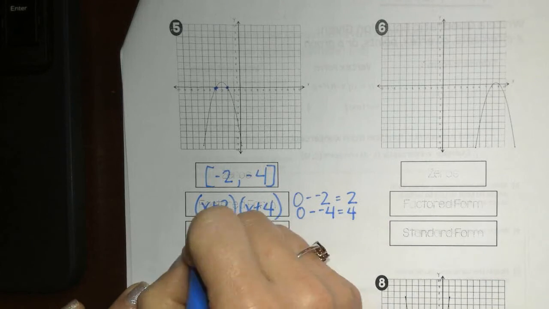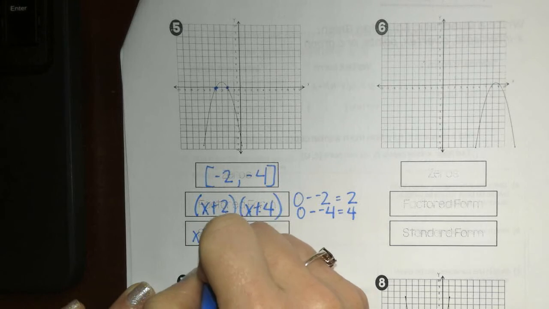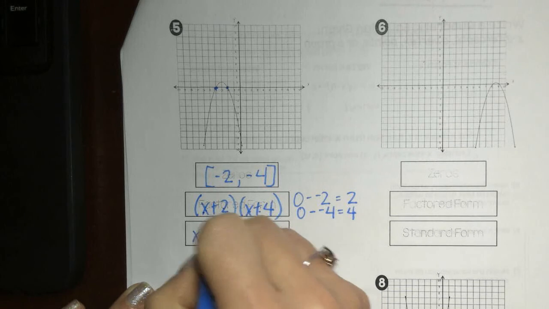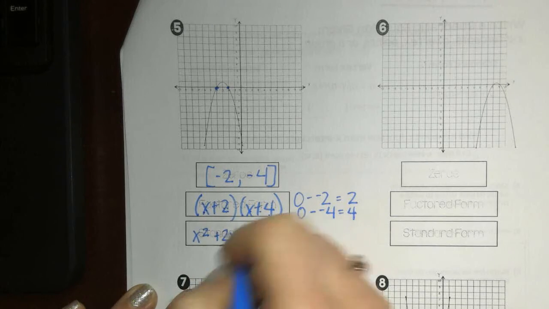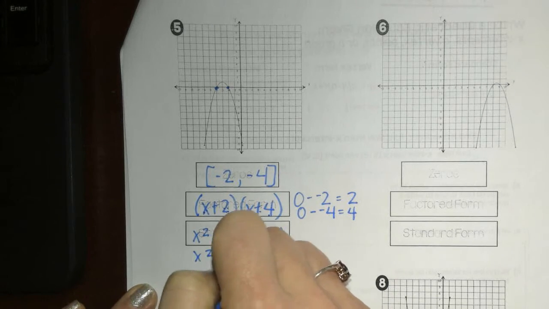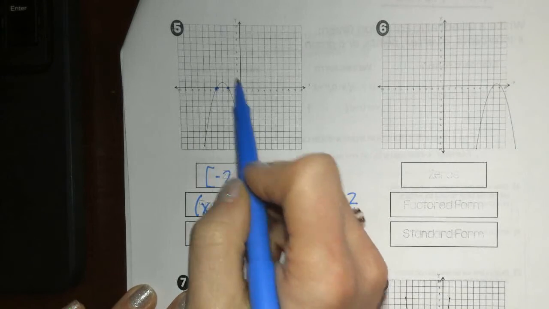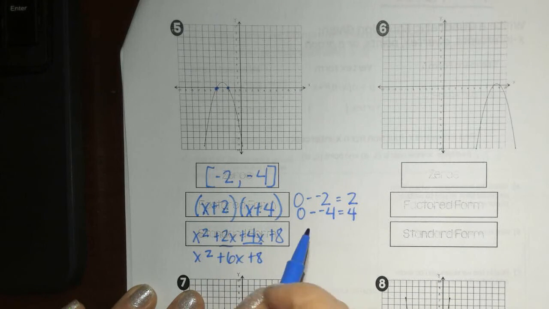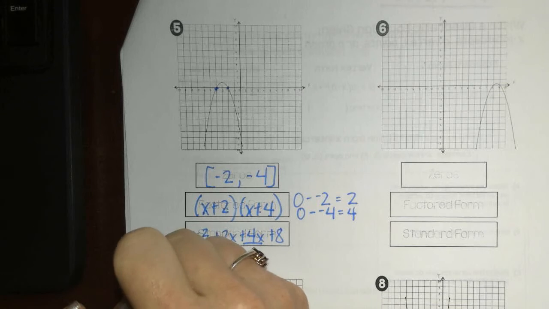Finally, we're going to FOIL these. X squared plus 2x plus 4x plus 8. Combine our like terms and you get x squared plus 6x plus 8. But remember, this is a reflected parabola, so we need to make sure that this is negative because it is reflected.